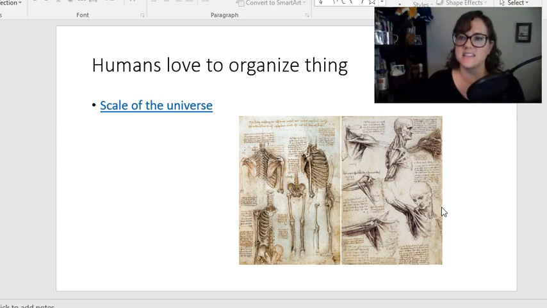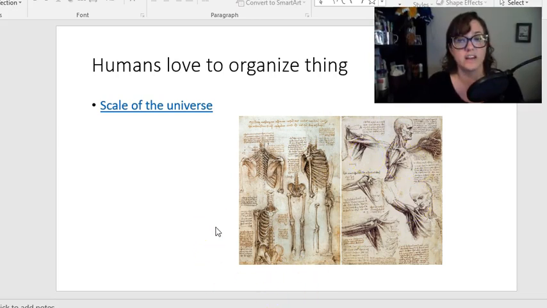So why does this class exist? This class exists because humans love to organize things. Okay, so the figure we're using as kind of the icon for this class is this diagram from Leonardo da Vinci's notebooks, where he looked at how human bones work together and then how the muscles work with the bones.